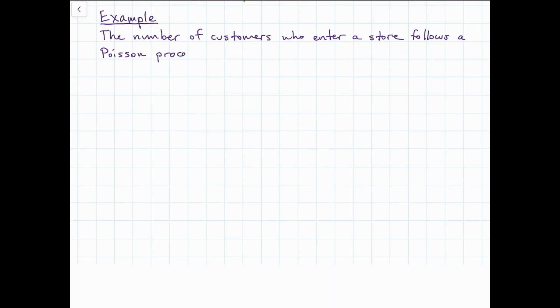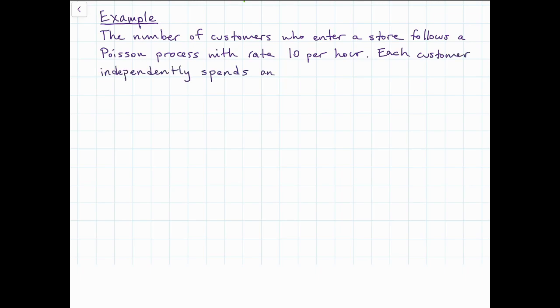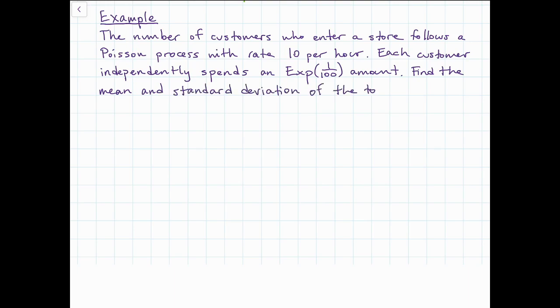Let's look at an example. Suppose we have the number of customers that enter a store follows a Poisson process with a rate of 10 customers per hour. And each customer is going to spend an amount of money independently of each other that is exponentially distributed with parameter 1 over 100. I want to find the mean and the standard deviation of the total revenue from this store, from all the customers, in an 8-hour day.